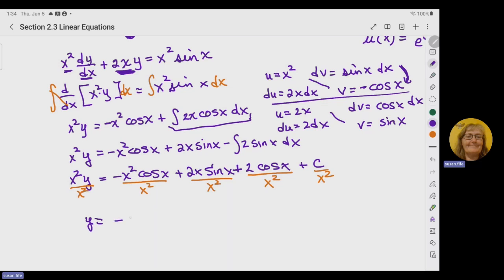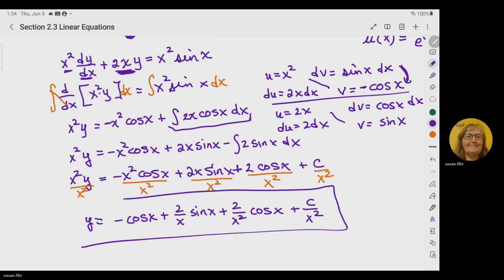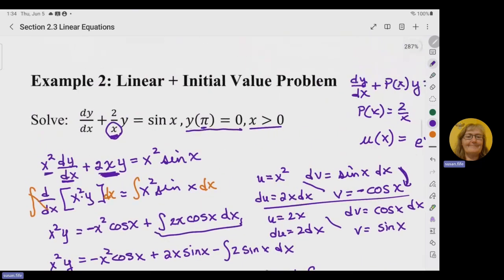But this will give me negative cosine x plus 2 over x sine x plus 2 over x squared cosine x plus c over x squared. That's our general solution. And we'll get the particular solution that corresponds to y of pi equals 0.